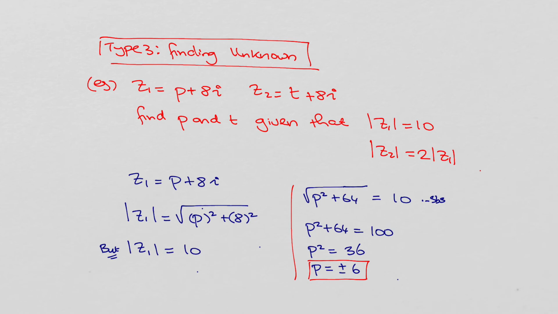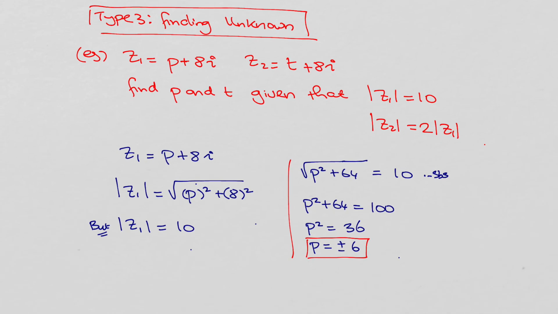The third type that we looked at today then was finding the unknown. So sometimes we can be given information about the modulus, and we have to use that to work backwards to find the letters that were part of our complex number. So here I'm told that Z1 is a complex number, p plus 8i, and Z2 is another complex number, t plus 8i. And I'm asked to find p and t, given that the modulus of Z1 is 10, and the modulus of Z2 is twice the modulus of Z1. So what that means is that Z2 is twice the length of Z1.